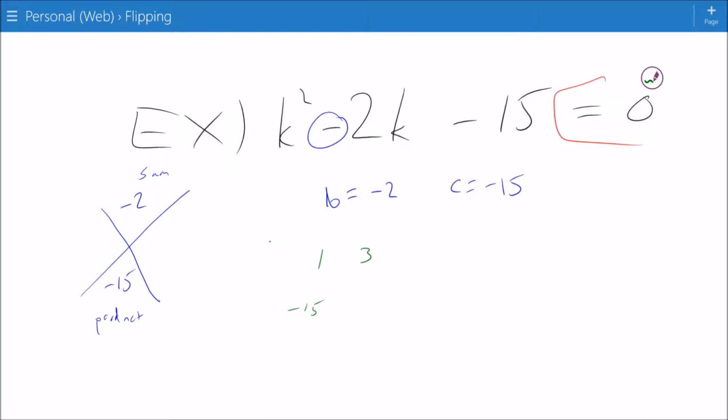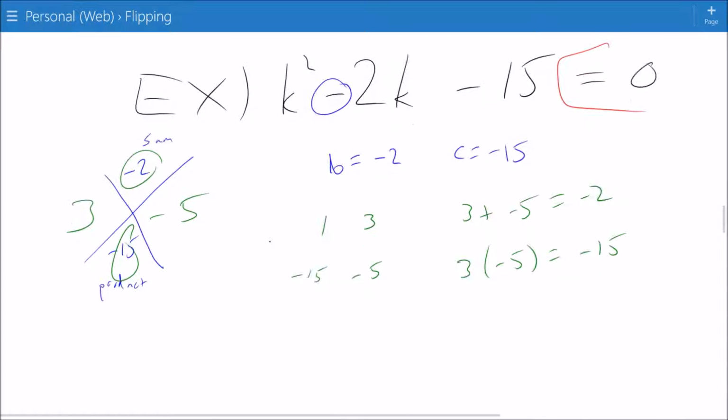2 won't work. 3, ooh, I could do 3 and negative 5. If I do 3, this looks promising. 3 plus negative 5 is equal to negative 2. That gives me what I want up there. And then 3 times negative 5 is equal to negative 15. Hot dog. There we go. So now I've got 3 and negative 5. Those are the two numbers that I've got.